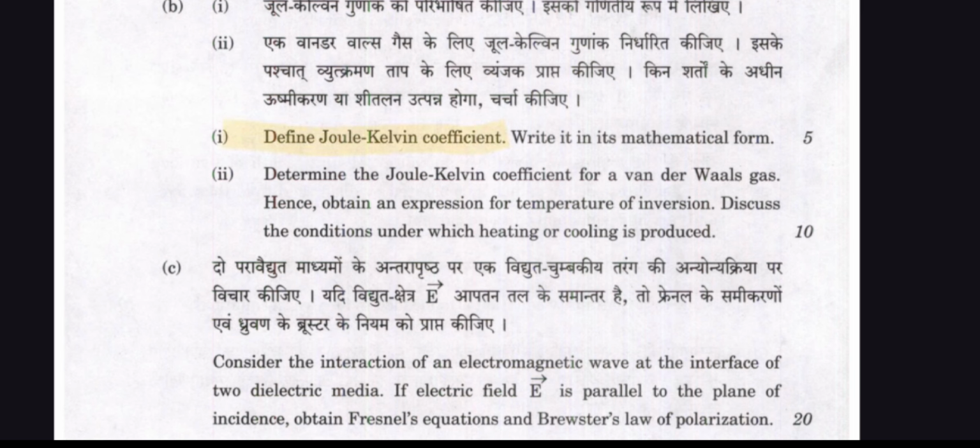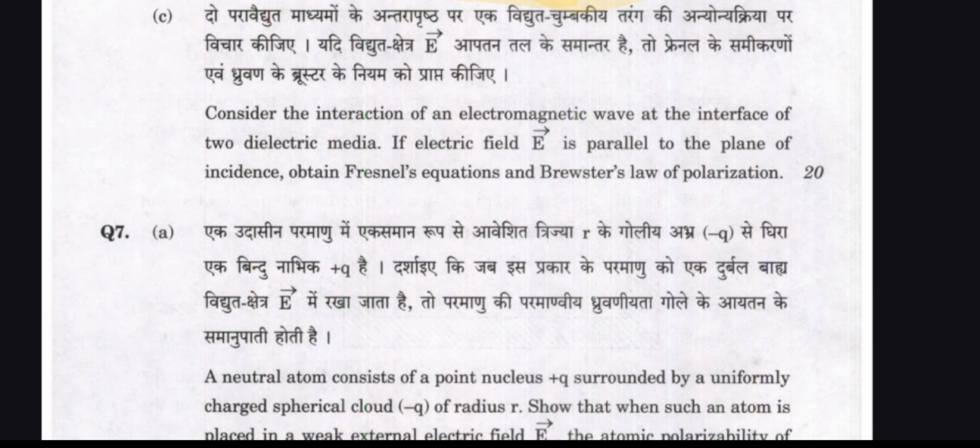Define the Joule-Kelvin coefficient. Write it in mathematical form. Determine the Joule-Kelvin coefficient for a van der Waals gas, hence obtain an expression for the temperature of inversion. Discuss the condition under which heating or cooling is produced. And question number C is here.